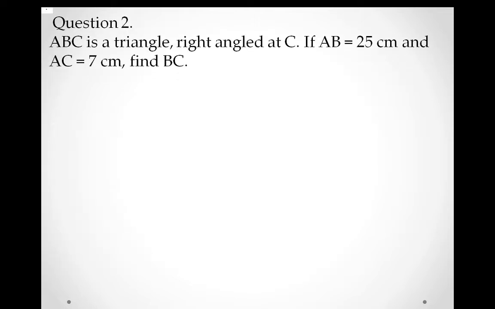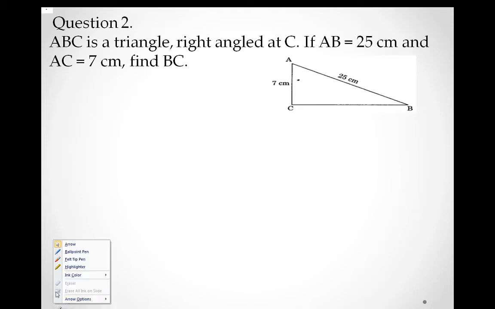Question number 2: ABC is a triangle right angled at C. If AB is equal to 25 centimeter and AC is equal to 7 centimeter, then find BC. So this is the diagram, and in this diagram you can see that ACB is a right angled triangle, and you can see this is right angled at point C. So AC is 7 centimeter and AB is 25 centimeter, and we have to find out BC.